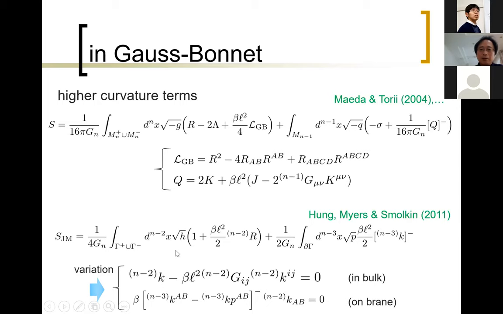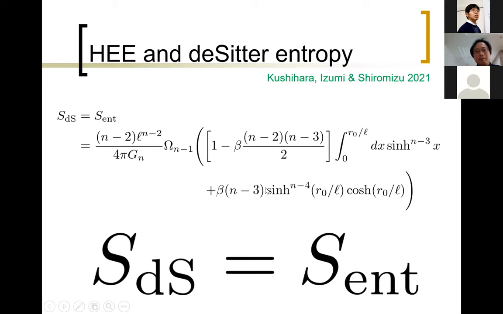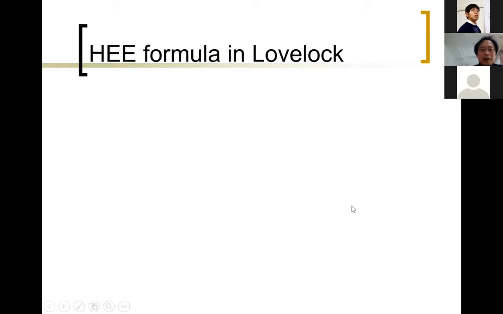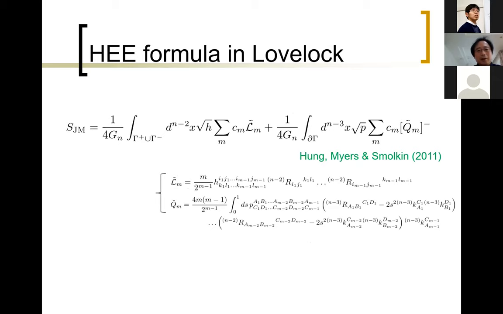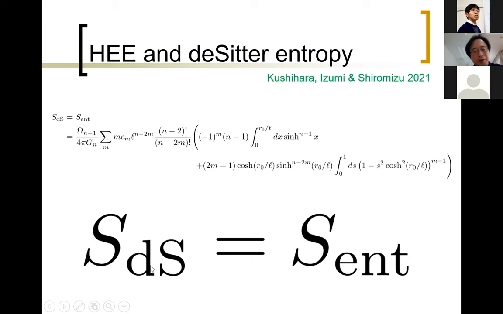So to compute holographic entanglement entropy, we can take just the minimal surface. As a consequence, we can see the exact agreement between them, just the entropy and holographic entanglement entropy. A little bit messy, but we could. And about the Lovelock, very complicated, I skipped the details, but many terms appear, and the formula for holographic entanglement entropy is also changed. Very complicated, but as a consequence we could see the exact agreement between the holographic entanglement entropy and the deSitter entropy.